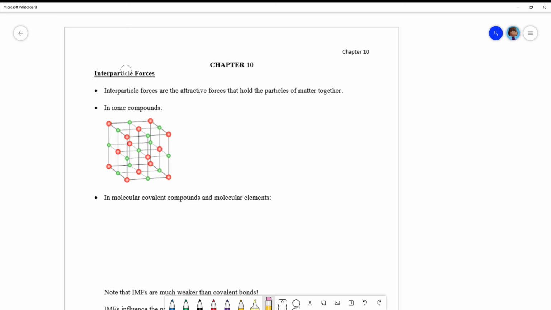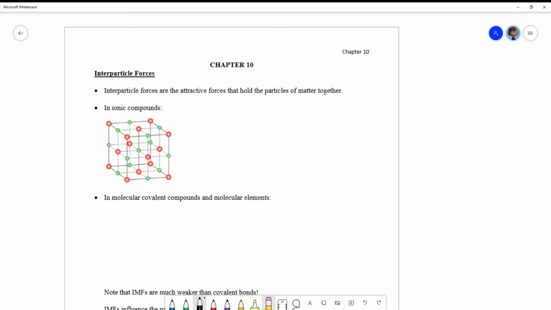So let's jump in. Interparticle forces, what are they? Well, interparticle forces are the attractive forces that hold the particles of matter together. The building blocks of matter, the particles of matter, depend on what type of substance you're working with. For example, if we're dealing with a covalent compound, the particles are molecules. In ionic compounds, they're ions. In atomic elements, they're atoms. In molecular elements, they're molecules, so on and so forth. Okay, so let's start with ionic compounds.